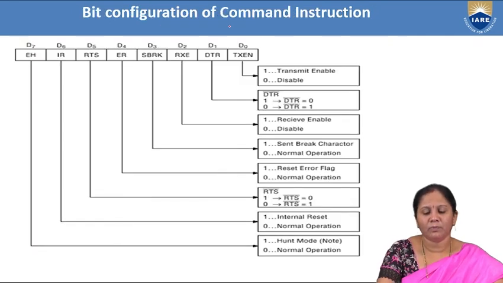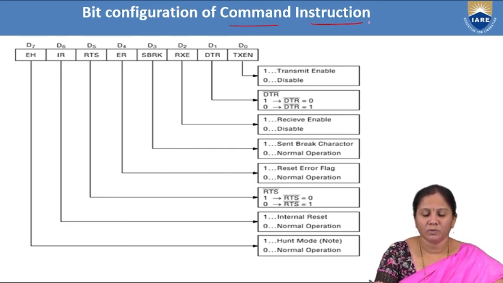Now, this is the bit configuration of the command instruction. This is the 8-bit register format. Here D0 represents TXEN. TXEN means transmitter enable. If the D0 bit is made 1, the transmitter will get enabled. If it is 0, the transmitter will be disabled.